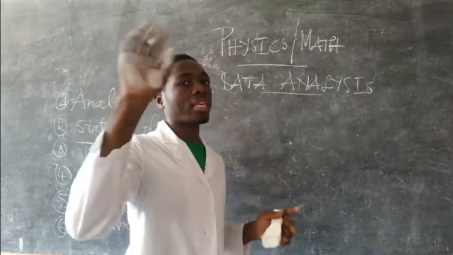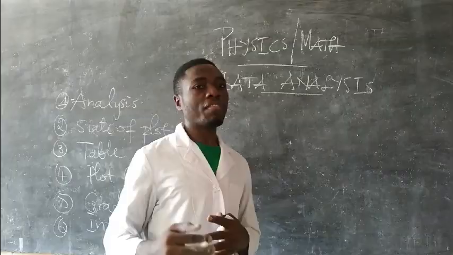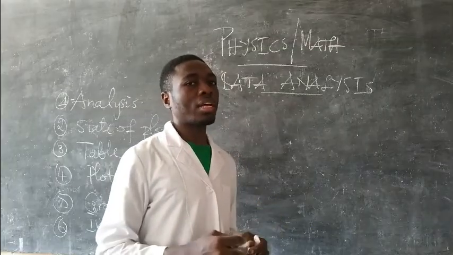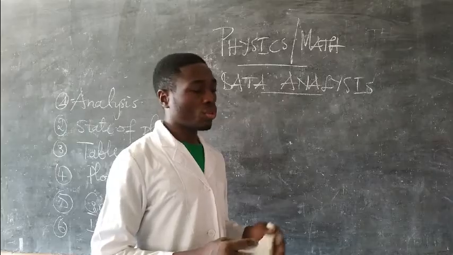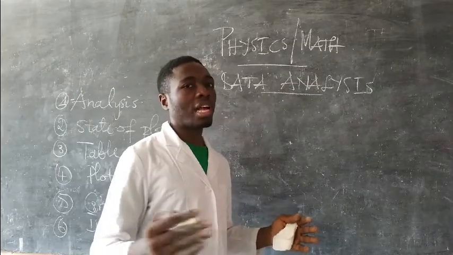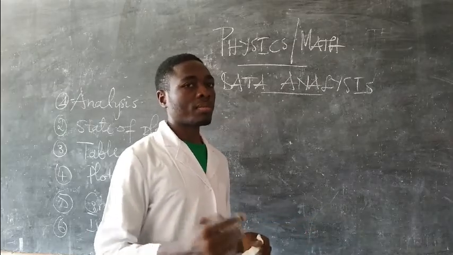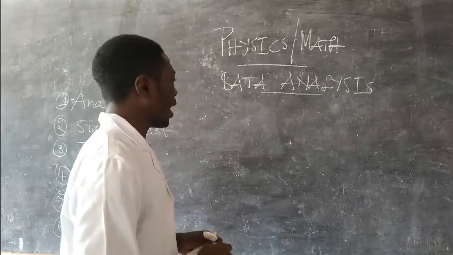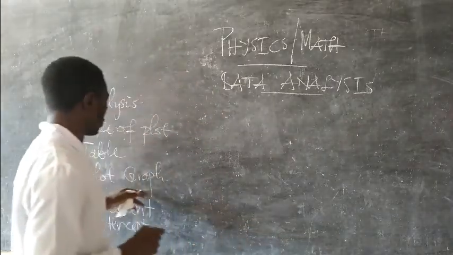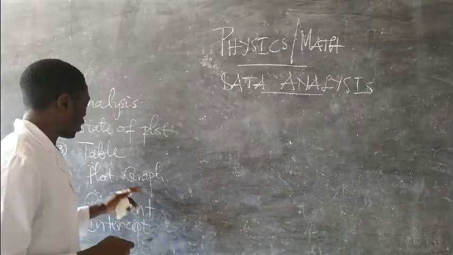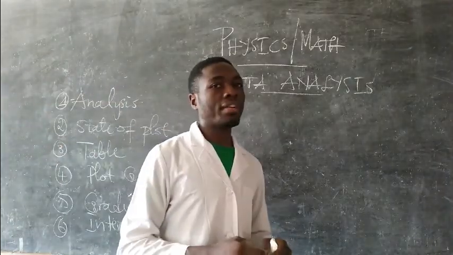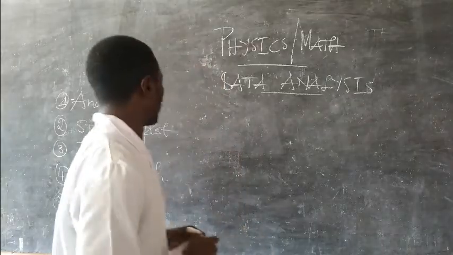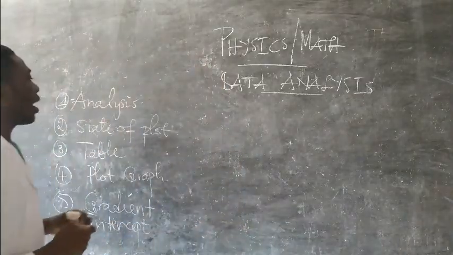Sometimes your graph can be hanging. Now, we could accept that in Form 5, or let's say ordinary level, but we could not accept that at advanced level. So your graph has to be very perfect, covering at least 3/4 of the graph paper, and of course your triangle which you are going to use to calculate the gradient should also cover at least 3/4 of the graph itself.